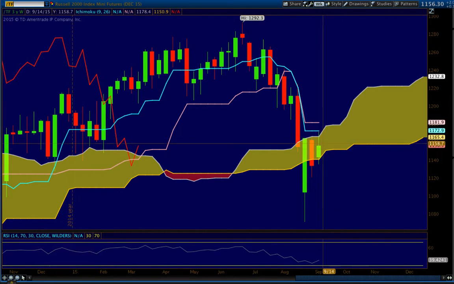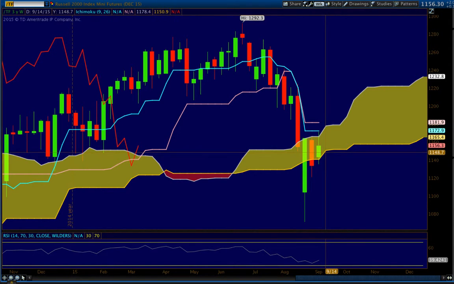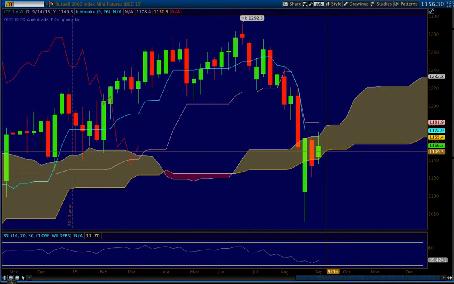So if we do trade higher, we will once again find resistance at the top of the cloud, which will be slightly higher and pretty much confluent with the Tenkan-sen at around 1173. So keep an eye on that 1173 level if you're trading TF to the upside. If you're trading TF to the downside, you're going to want to keep an eye on the bottom of the cloud, which is around 1150.